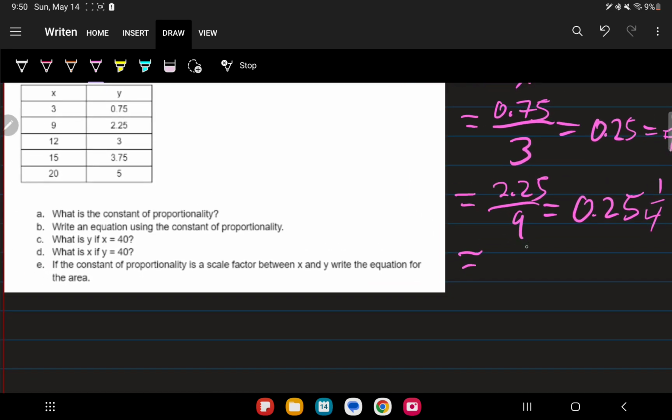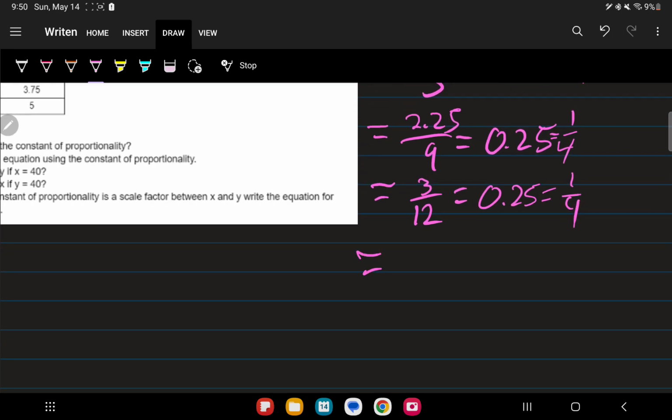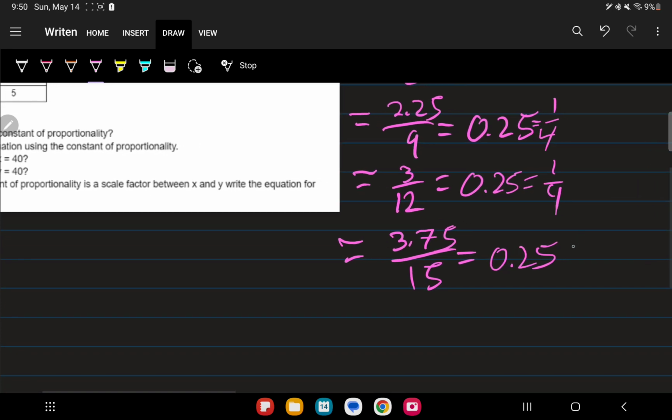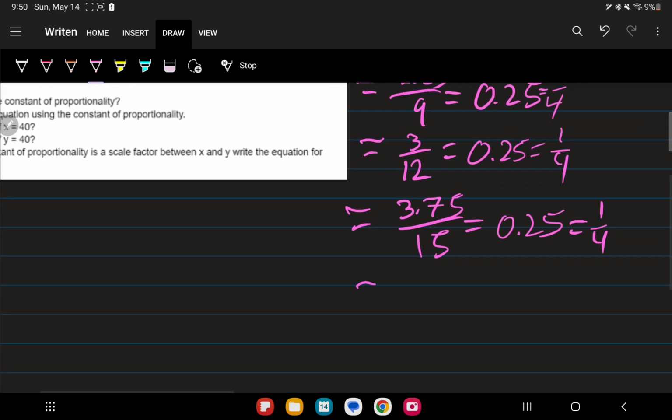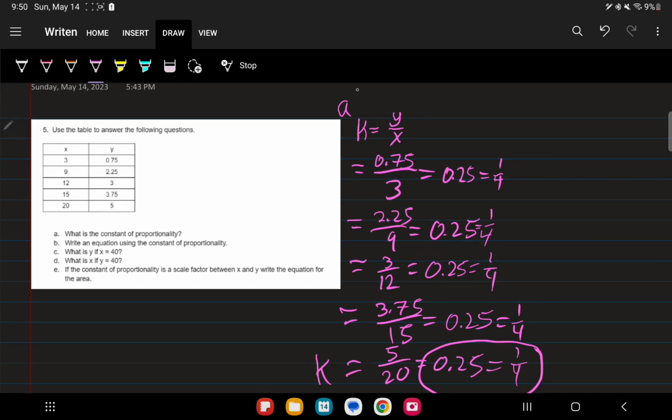Are you expected to show this much work? Not necessarily, but it would be nice for you to show it at least once so I know what you're doing. 3 over 12, it's also 0.25, or 1/4. Do it again. So we get 3.75 over 15, which is also about 0.25, or 1/4. And the last one. So K is equal to, in this case, 5/20, or 0.25, or 1/4. So either of these will work.